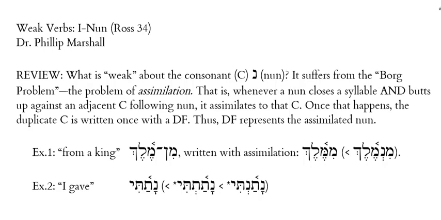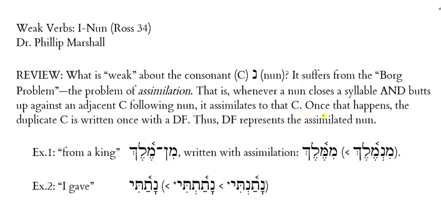So what is it that is weak about the letter noon when it is in root one position? What's weak about this consonant? And I'm going to abbreviate the word consonant with a capital C just to economize space. The problem with noon is that it suffers from the Borg problem. Remember, that's the problem of assimilation. That is, whenever I have a noon, and the noon is closing a syllable, and at the same time butting up against an adjacent consonant following the noon, then it assimilates to that consonant. Remember, assimilating means becoming like the other consonant.